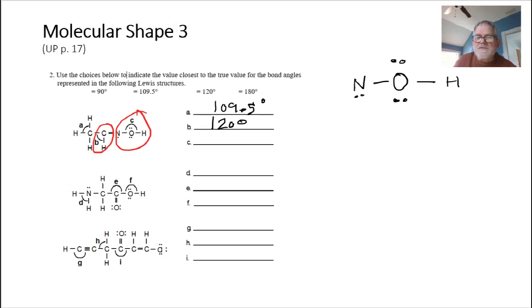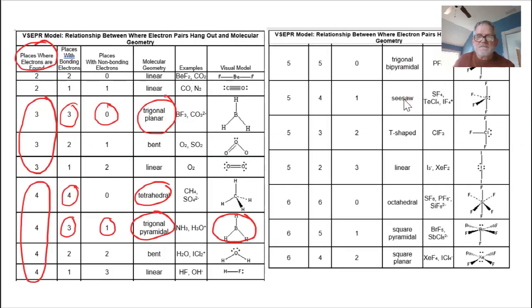Again, count the places where electrons are found around the central atom. Here we have 2 single bonds, and then we have a lone pair on top and a lone pair on the bottom. That's 4. Again, we're down here with 4 places. Of those places, how many are bonding? 2 single bonds. And how many are non-bonding? 2 lone pairs. So in this case, the shape is bent.